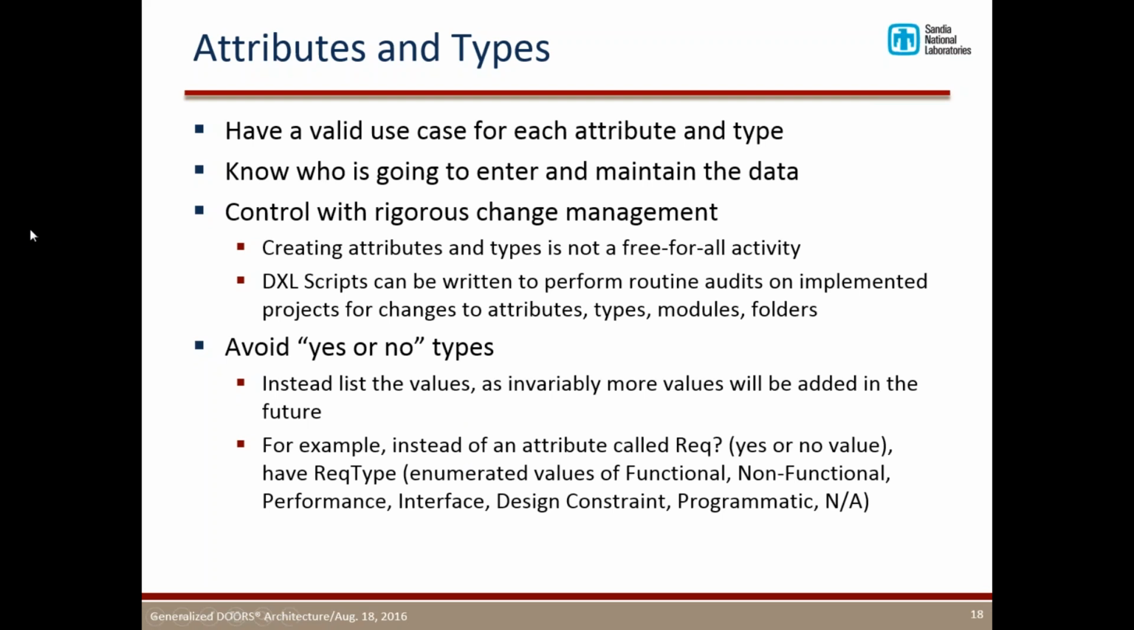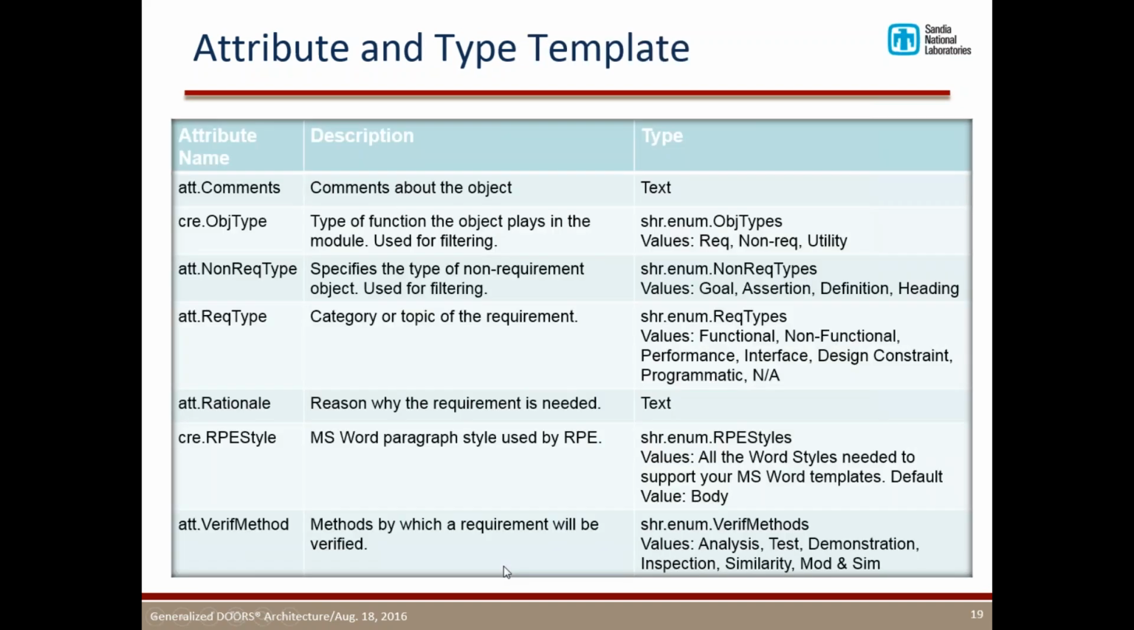You may want to avoid yes or no types. A yes or no question does not give very much information and leads to an increased number of attributes in your schema and difficulties in filtering, sorting, and reporting. Instead of having a yes or no attribute for requirement, you may have an attribute named REQ type with enumerated values such as functional, design restraint, etc. You could then have an attribute for any data that might not be a requirement called non-requirement type with values such as information or figure.